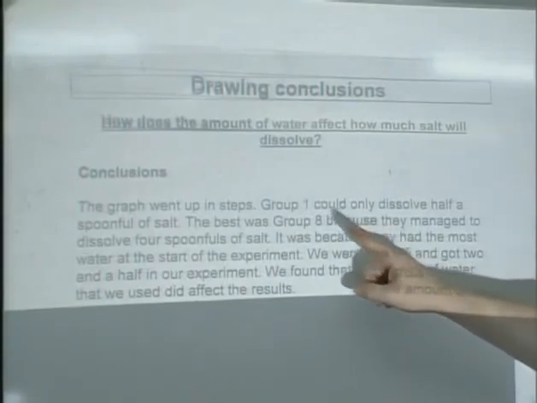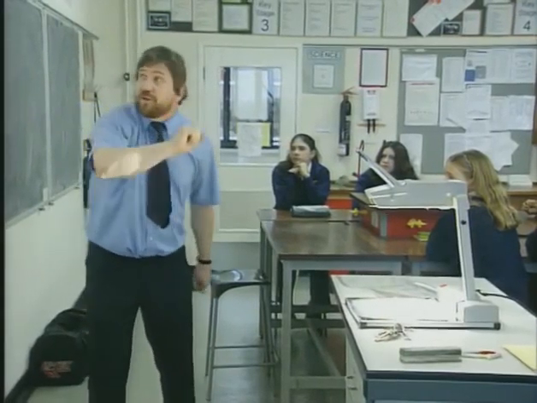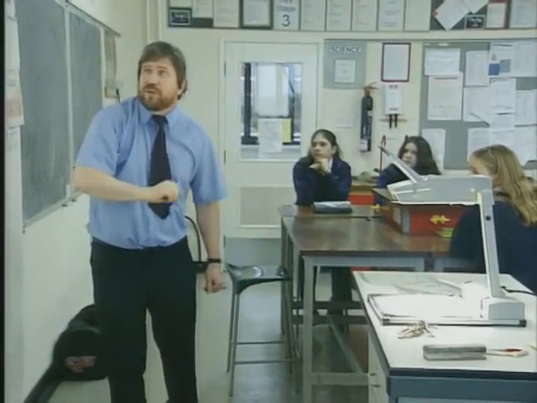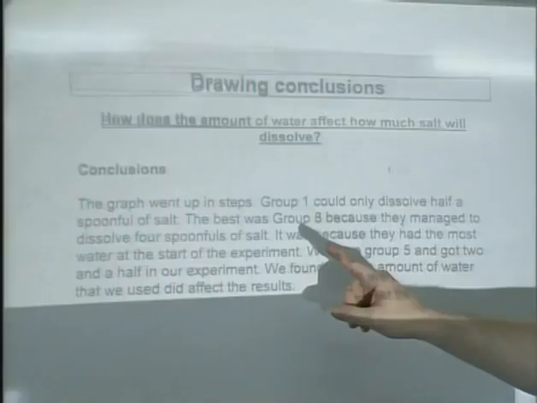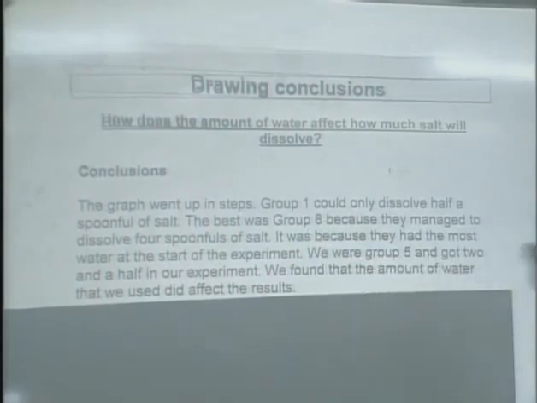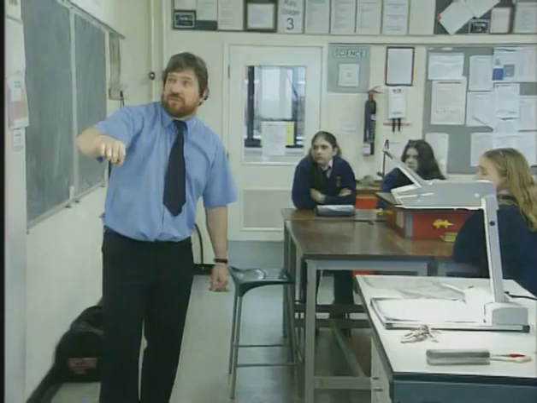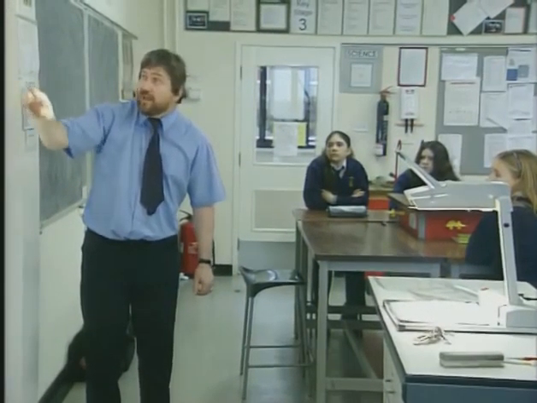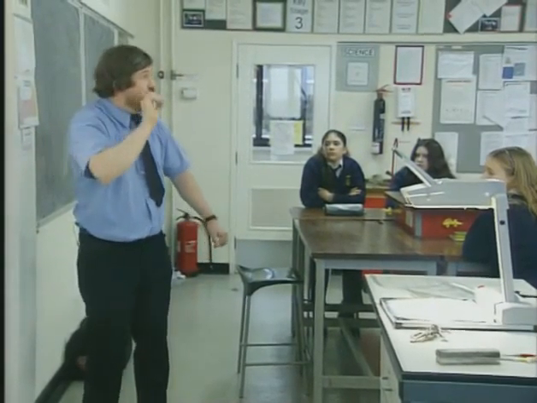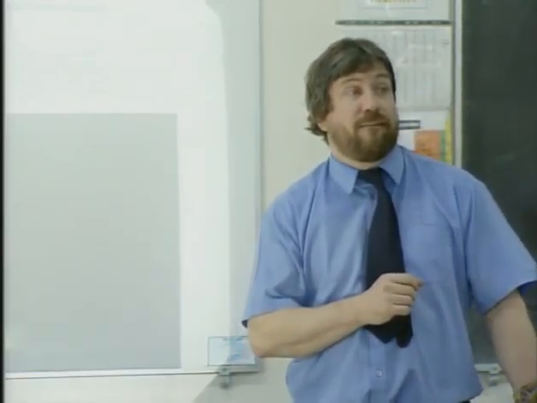Look at this one. The graph went up in steps. Well, it did. Group 1, your group, could only dissolve half a spoonful of salt. The best was Group 8, because they managed to dissolve 4 spoonfuls of salt. It was because they had the most water at the start of the experiment. We were Group 5, and we got 2.5. I think that might be 2.5 spoonfuls of salt in our experiment. And we found that the amount of water that we used did affect the results. Now it's good, but I can get a better one than that.